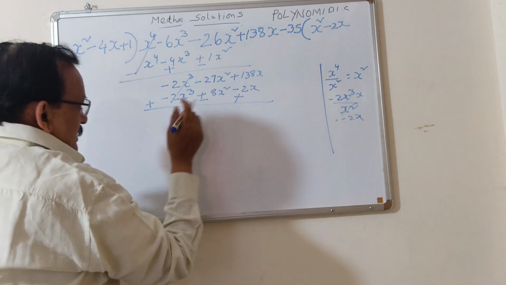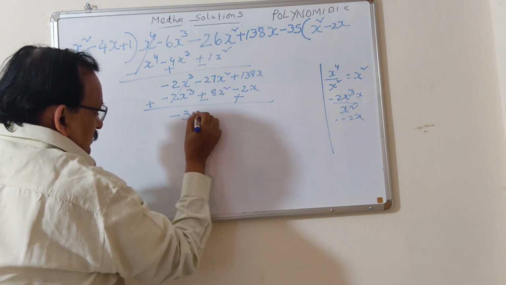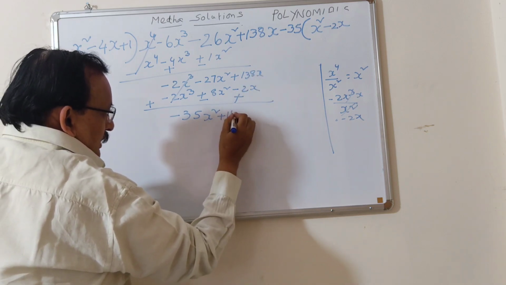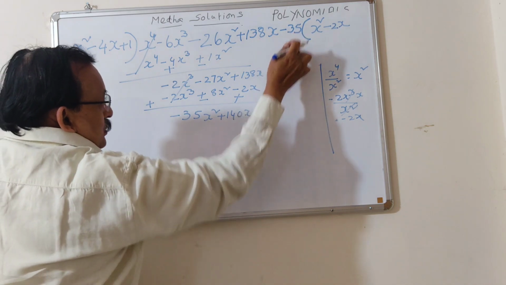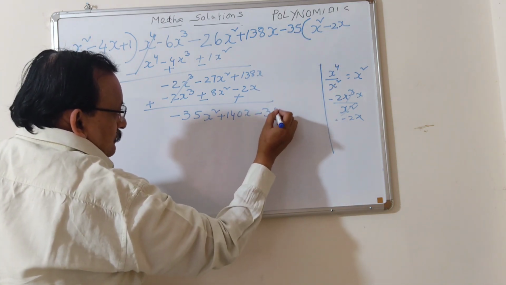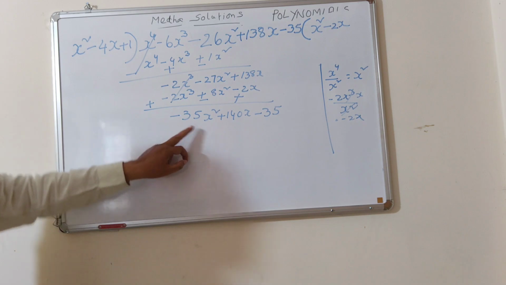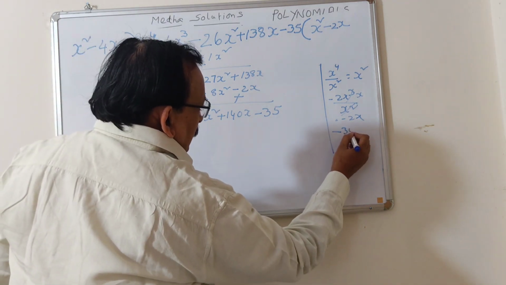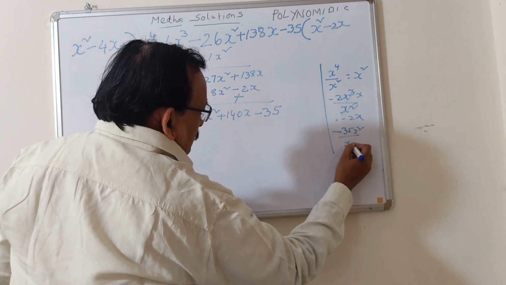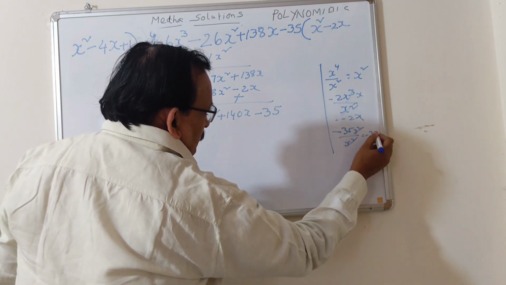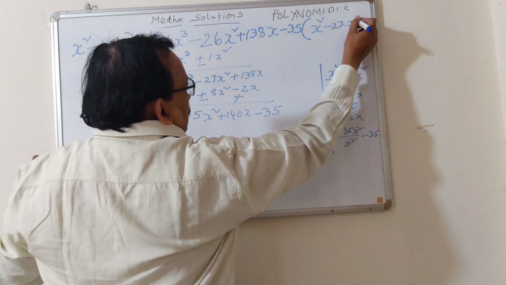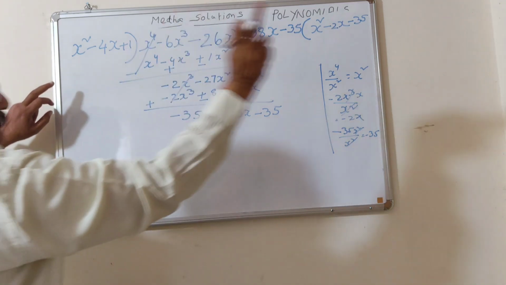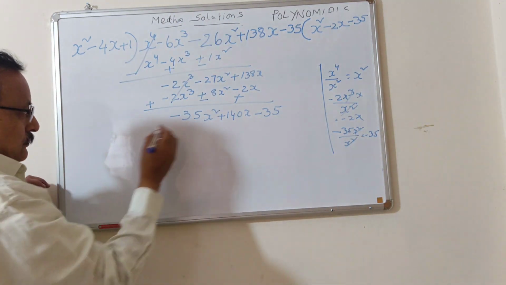Minus 27 minus 8 is minus 35x square, plus 138 plus 2 is plus 140x, and bring down minus 35. Then this minus 35x square should be eliminated. So that is minus 35x square by x square. Cancel here, so minus 35 is the quotient that you have to write here, and with this minus 35 again multiply all these three terms, minus 35 into x square.